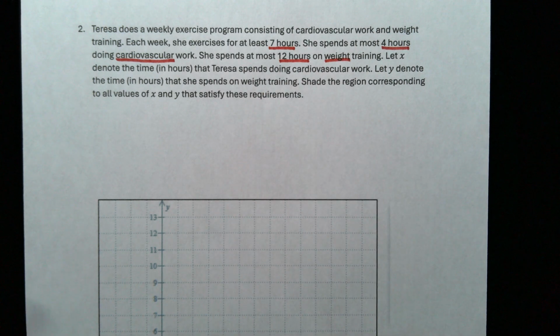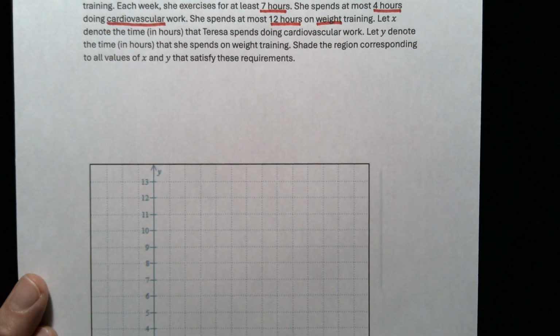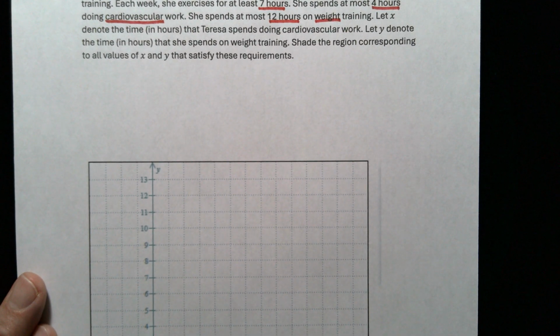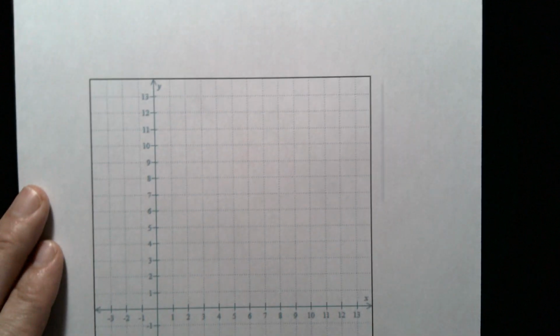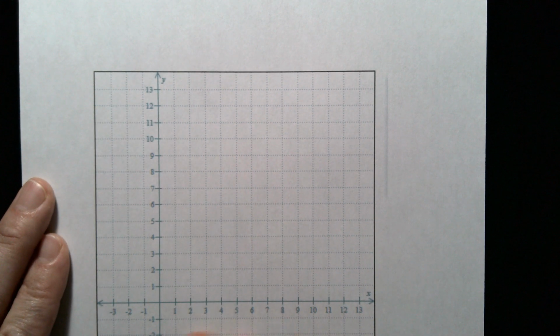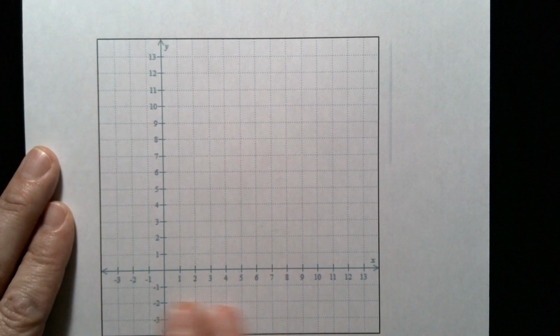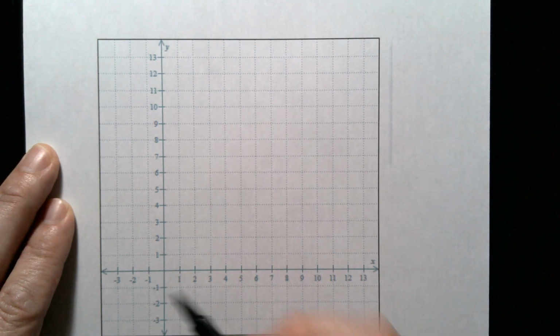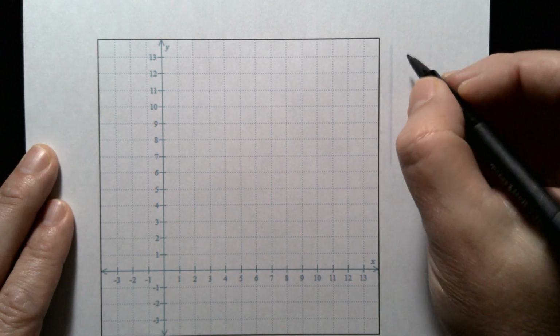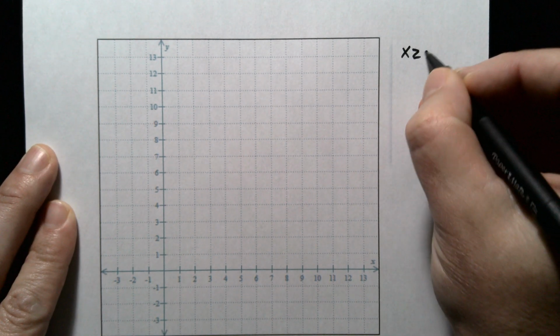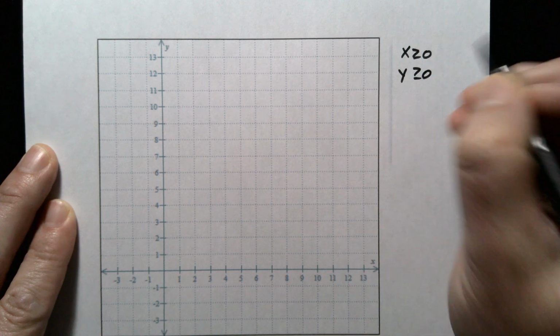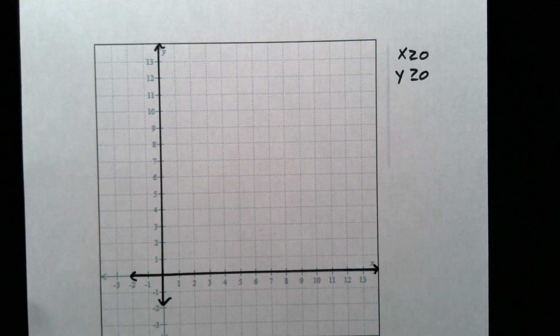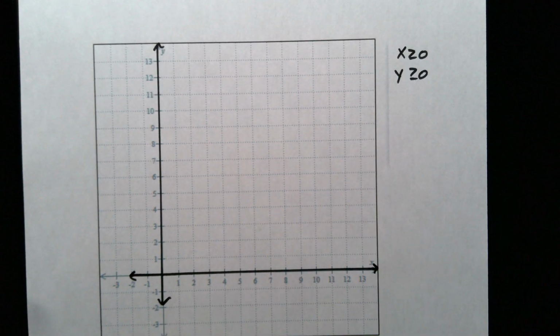Okay, so I'm going to still have the same stipulations I had on the last problem, in that she can't spend negative time exercising, right? So I can't go over here and I can't go down here. All this region is off limits because that would be negative workout time, which is not possible. So I'm going to put a line right here and right here on X is greater than or equal to 0 and Y is greater than or equal to 0. So let me do that real quick. Okay, there's those two. So I have to stay up here in the first quadrant.